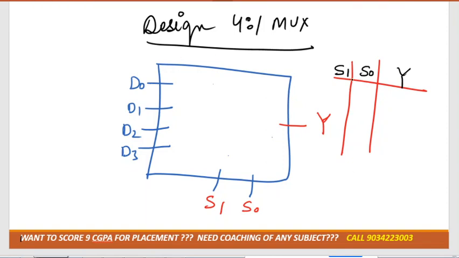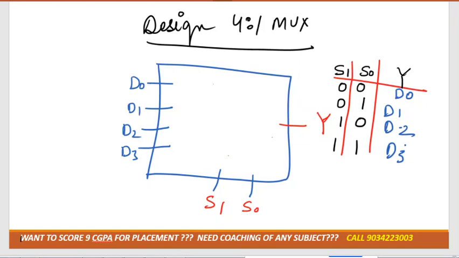Yeah, this is a 4:1 multiplexer. So two select lines are there. So how many are the possible combinations? 0 0, 0 1, 1 0, and 1 1, right? So the output would be represented by D0, D1, D2, and D3.